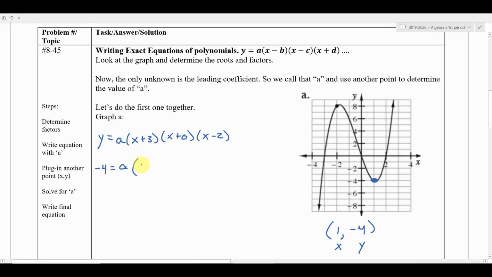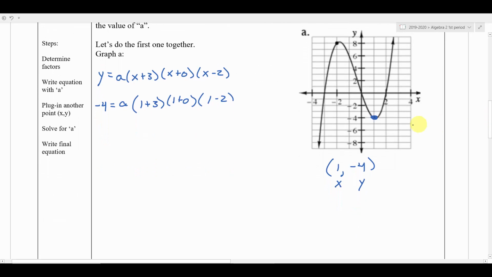And the x's are going to become 1s. So instead of x plus 3, I'll have 1 plus 3, and then 1 plus 0, and then 1 minus 2. You'll notice now our equation looks a little bit different. The only thing that is variable right now is the leading coefficient, or the a value that we're trying to find. So this becomes an equation that I can solve with simple algebra techniques.